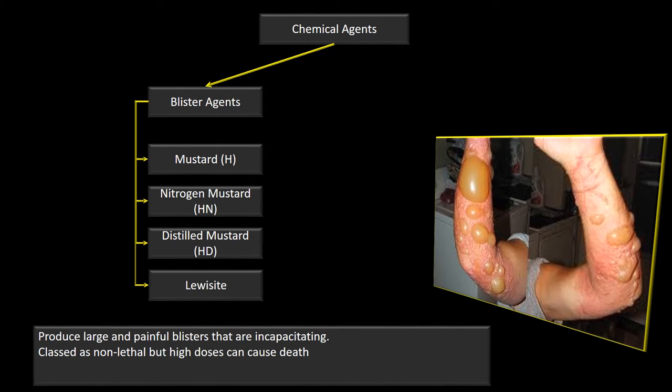And remember, something is non-lethal if it has a less than 10% casualty rate. Our blister agents are also known as vesicants. That's because another name for a blister is a vesicle, right? A big fluid-filled blister. So sometimes you hear them referred to as vesicants.